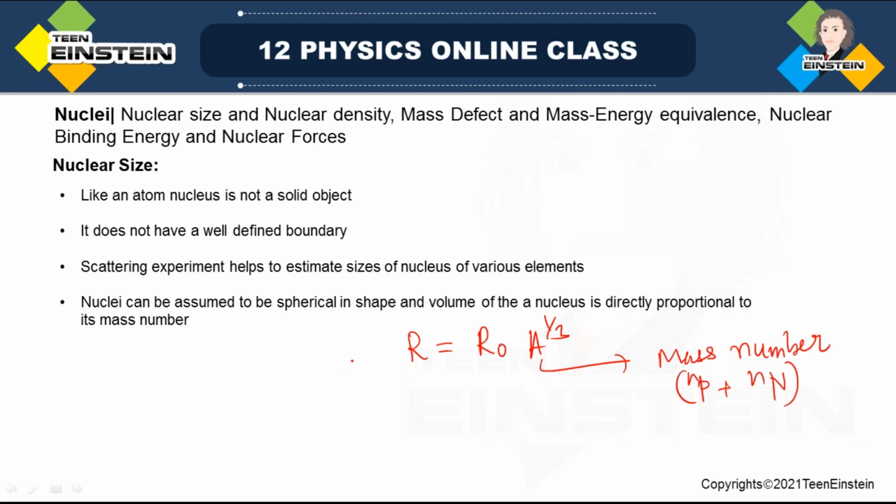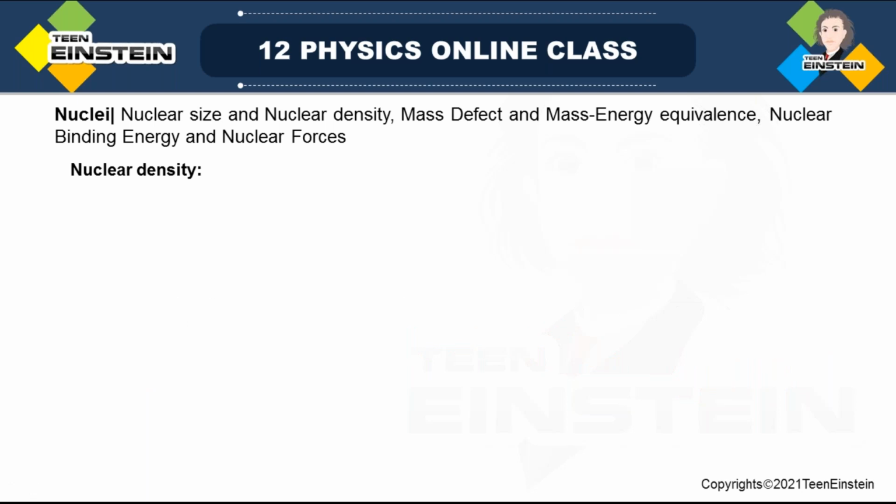Okay, this is the one. Anyway, now look, if you know the radius, can you find out what is nuclear density? So how do we define density generally? So this, rho n, means nuclear density.